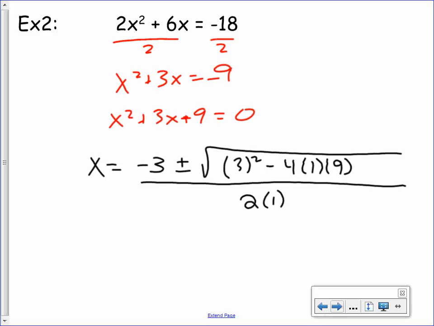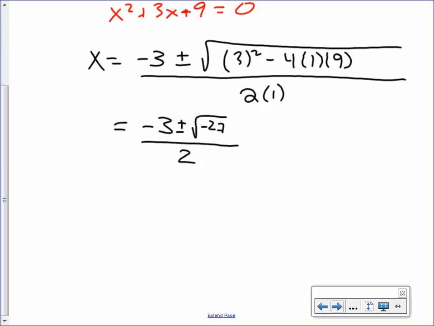If you didn't reduce the 2, could you use the 2, 6, and 18? Sure, but they're bigger numbers. More numbers, no problem. Here we go. Negative 3, square root of blah, over 2. So 9 minus 36, negative 27 is what it is.